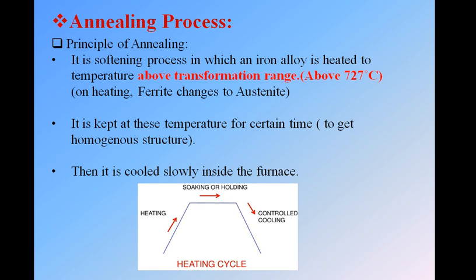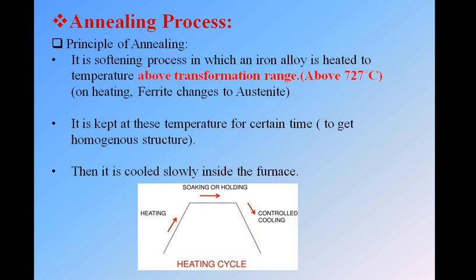Like alpha ferrite, delta ferrite, austenite, cementite, ledeburite, perlite, and liquid iron. Okay, so in steel only we are going to see only two phases: alpha ferrite, or you can say ferrite, and second, austenite. See, above the transformation range, meaning above 727 degrees Celsius, when you are heating some material, it changes its phase from ferrite to austenite. So it is called the transformation range.